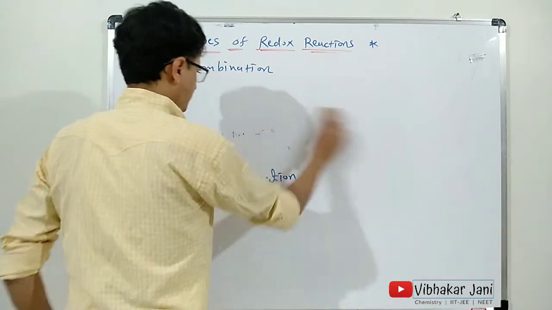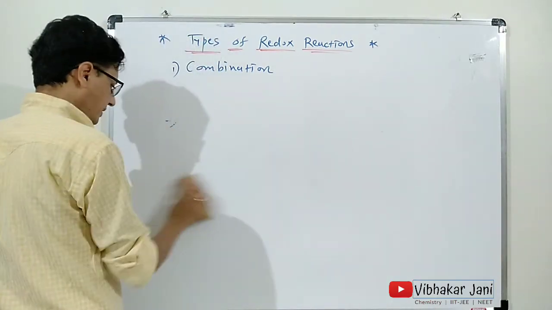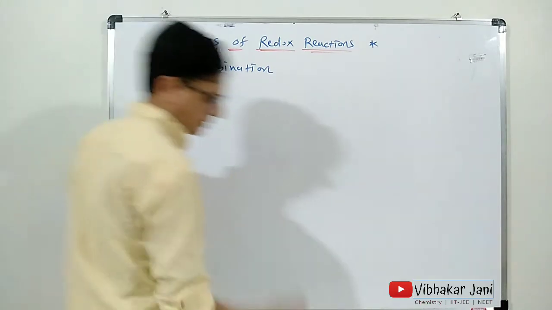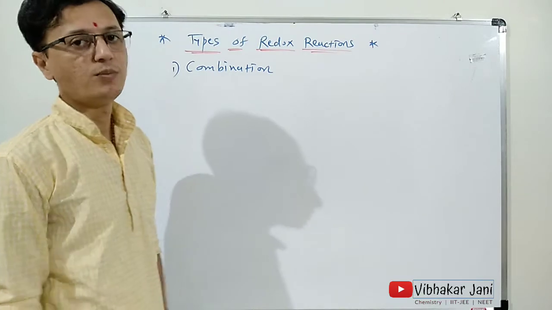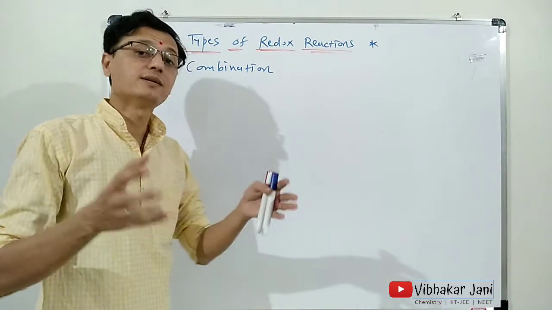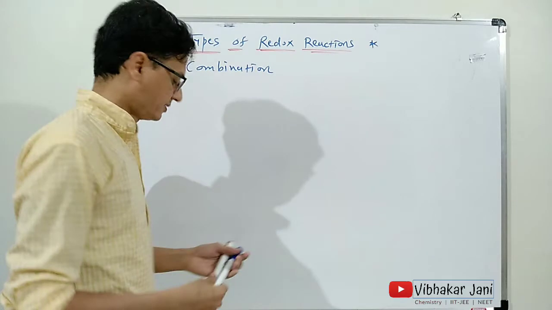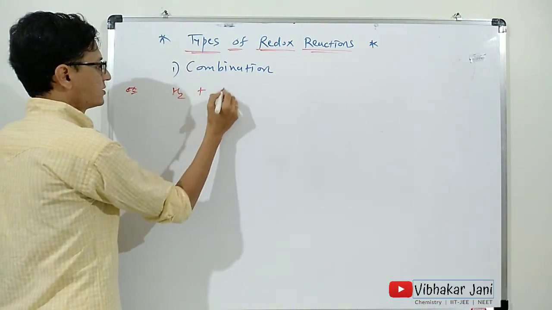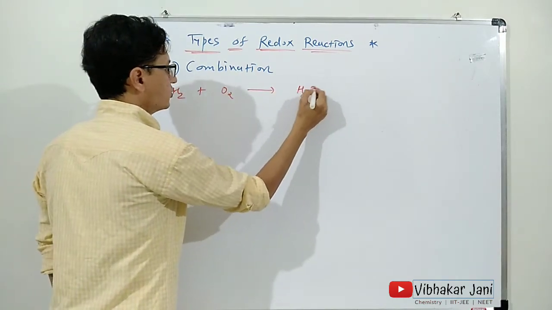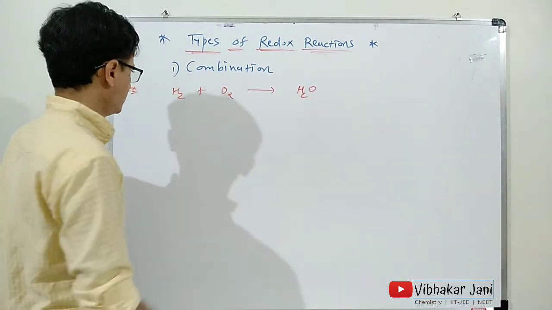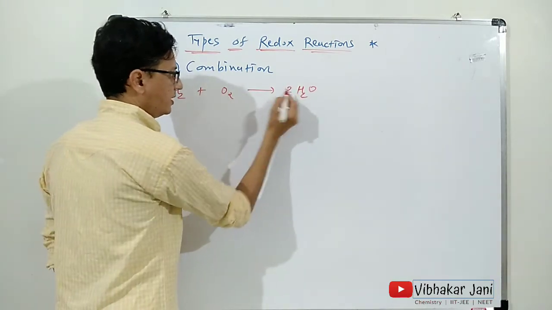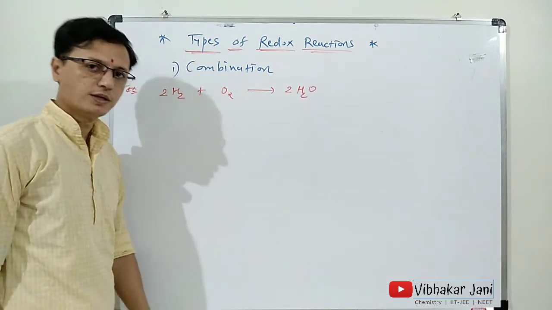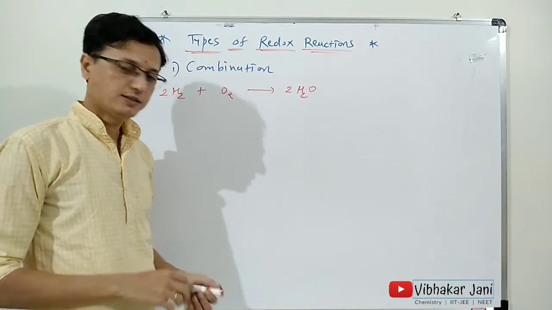As the word suggests, combination means more than one element. That means at least 2 elements combine with each other to form a newer compound, and it is a kind of redox reaction. Let us start with a simple example. H2 plus O2 gives H2O. Now if we balance this reaction, then we have 2 oxygen over here, so we will multiply this with 2 and hydrogen becomes 4, so again we will put 2 over here. Now this is the balanced redox reaction.